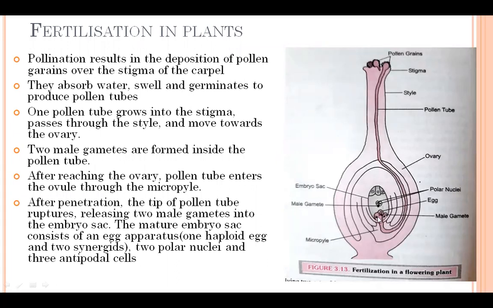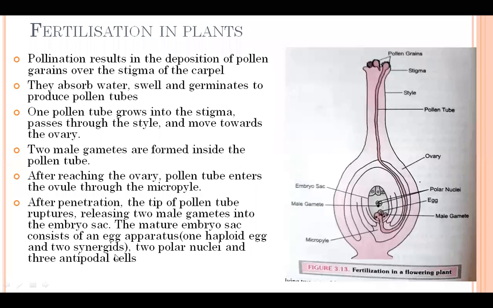Of these 3 cells, one is the female egg cell, that is called the female gamete. You know, the female gamete is the egg cell. So the male gamete has to fuse with the egg cell. And these 2 cells which are surrounding the egg cell are called synergids. It is written here in the last point. So these 3 cells combined are known as the egg apparatus. Egg apparatus means one haploid egg and 2 synergids.